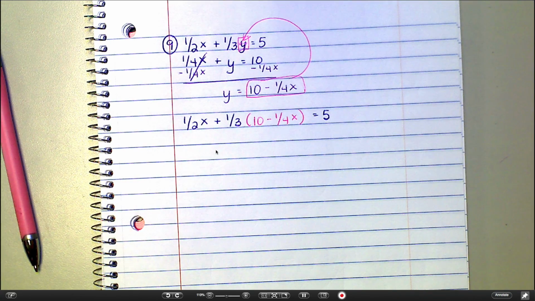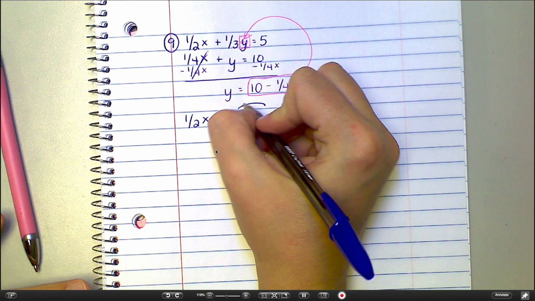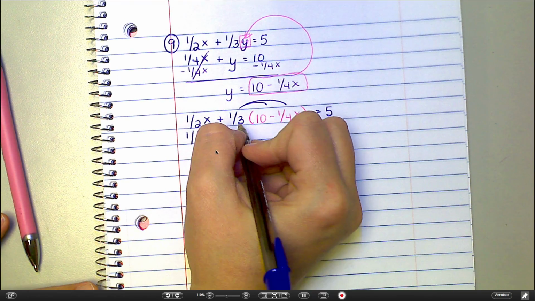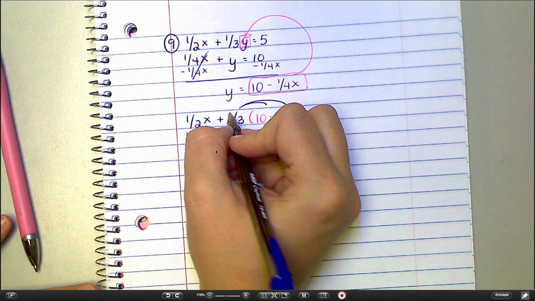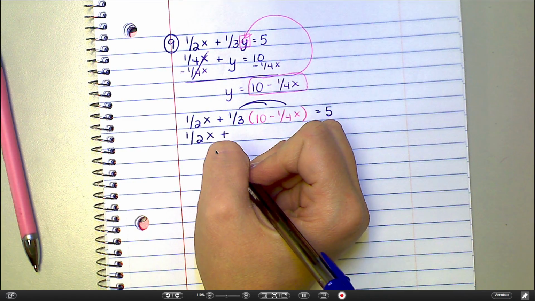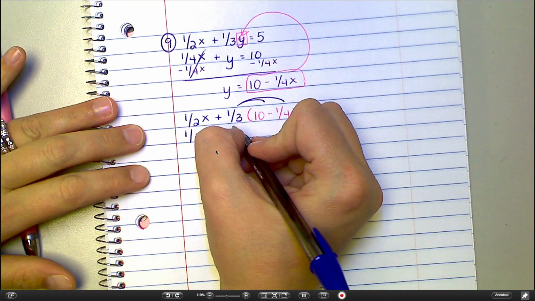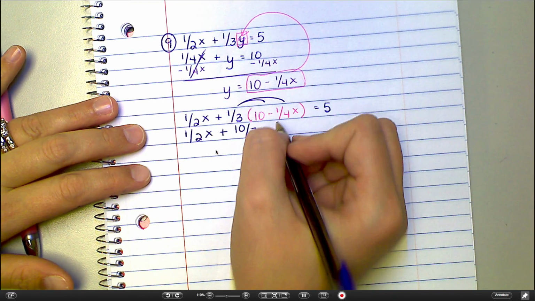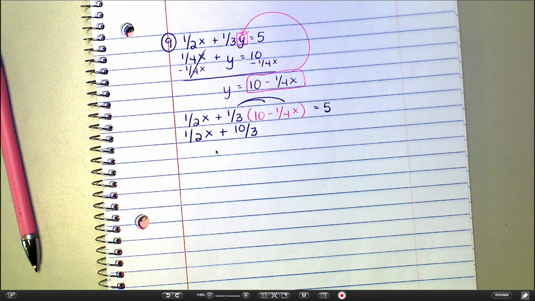Okay, I'm going to give it one more second with the fractions. I'm going to go ahead and distribute this 1/3. 1/3 times 10, that's really 1 times 10 divided by 3. I would not make that a decimal though, because it's going to be an ugly decimal. I would just simply write it as 10 over 3. Because 1 times 10 is 10, and 10 over 3, that doesn't divide, so leave it as 10/3.